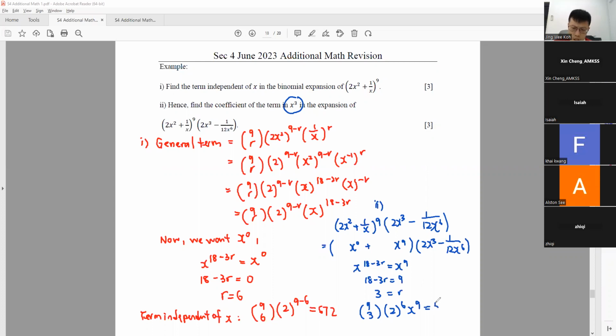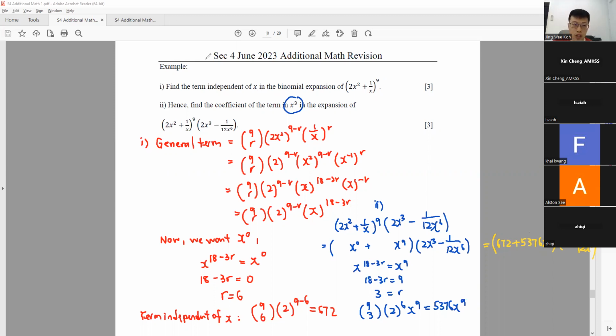So this is 5376x to the power of 9. So now I know this expansion will be this 672 plus 5376x^9 times 2x cubed times minus 1 over 12x^6. Okay, so I don't need to write everything down in this expansion. This expansion got 10 things, but the other 8 things are useless. I only need these two.